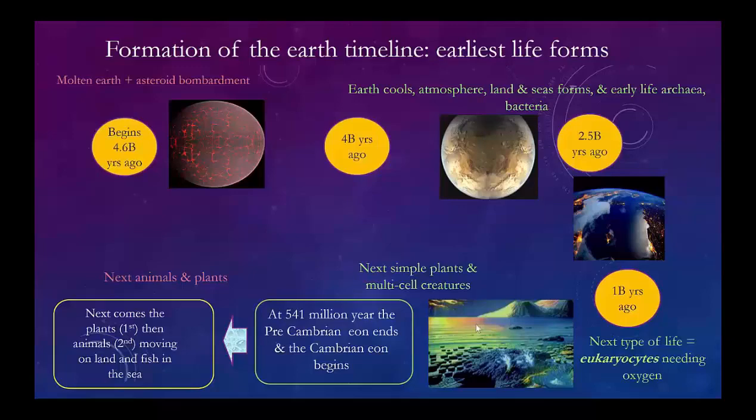After that, you get to the 541 million years. This is called the Precambrian era, and at 541, it starts the Cambrian era, where all of the life forms that originally were all in the sea began to come on land, initially as plants and then later as animals.